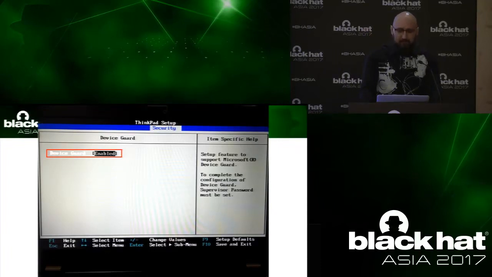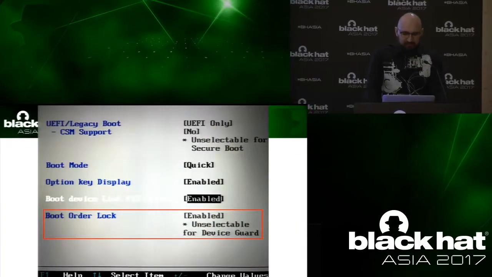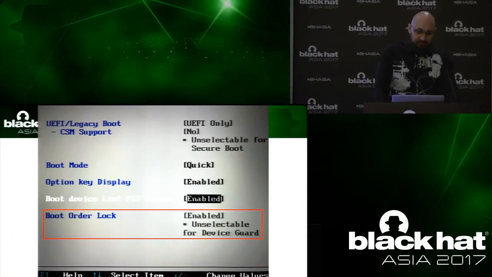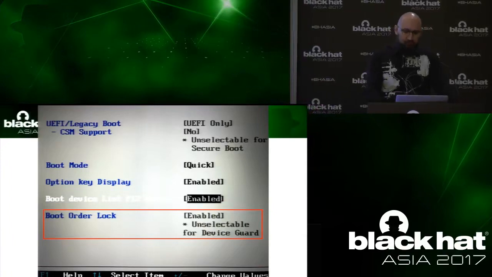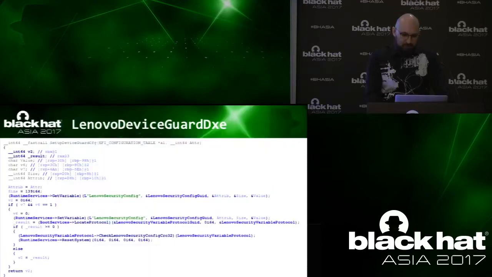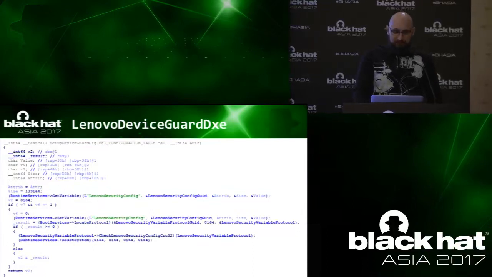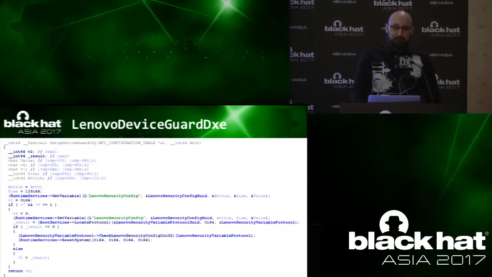This is a screenshot from the BIOS menu where you can see you can enable the Device Guard driver in the BIOS. Why does it exist? When you enable this Device Guard functionality, you lock your boot order, and you can also change Secure Boot to off mode. We looked into the Lenovo Device Guard driver and found it communicates with a specific Lenovo security configuration module.